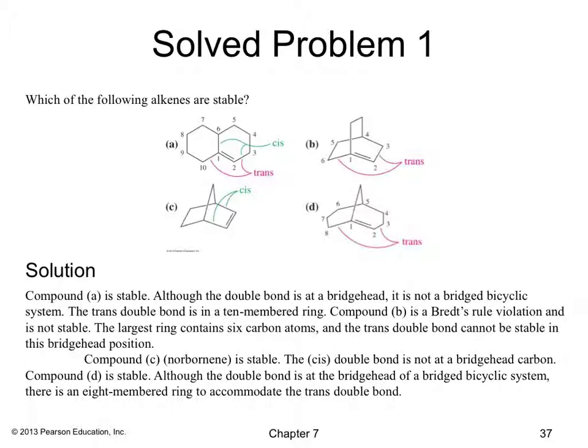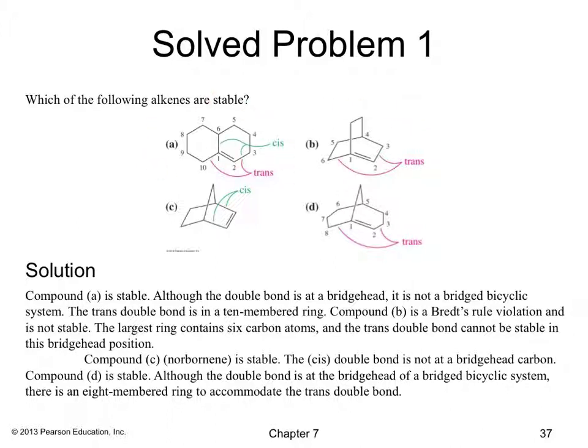In terms of figuring out whether a bridgehead molecule can have an alkene, here is a question or a problem. Which of the following are stable? We have A, B, C, and D. A is stable, right? This is a double bond that is at a bridgehead. This is not a bridged bicyclic system, and the trans double bond is in a 10-membered ring. As a result, it is stable.